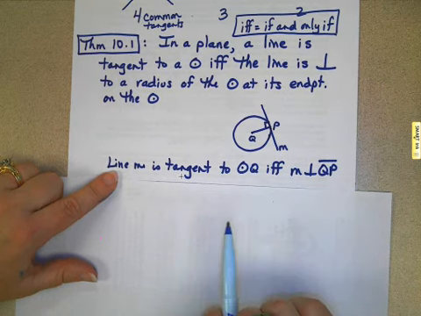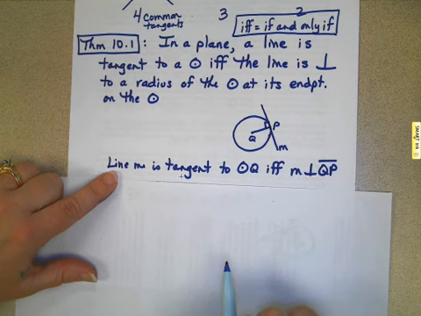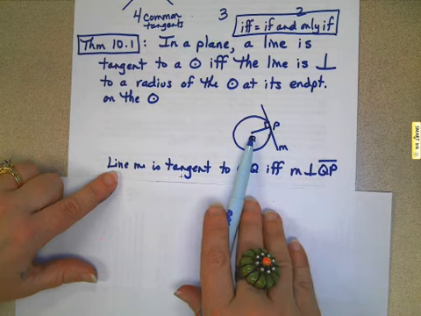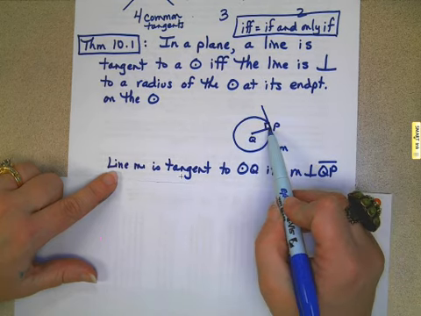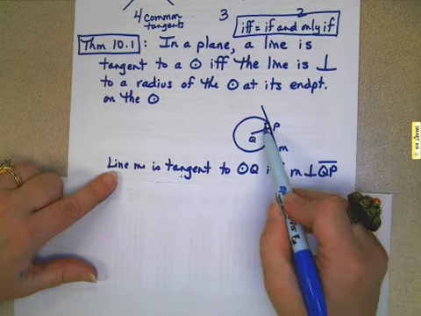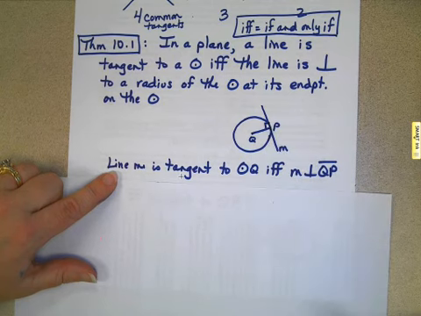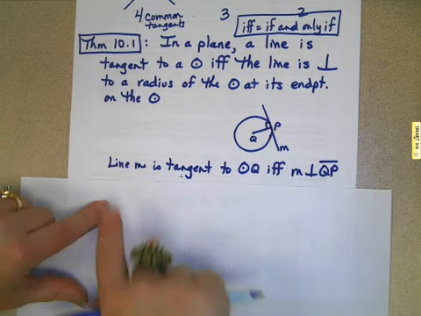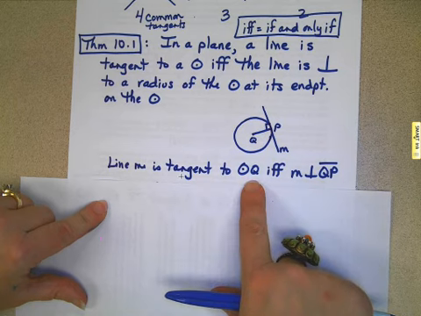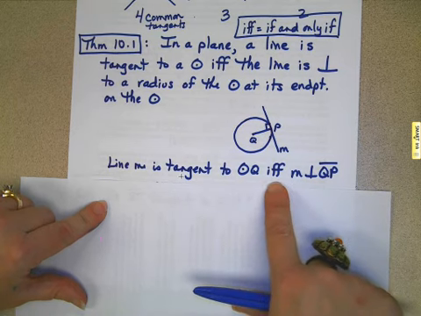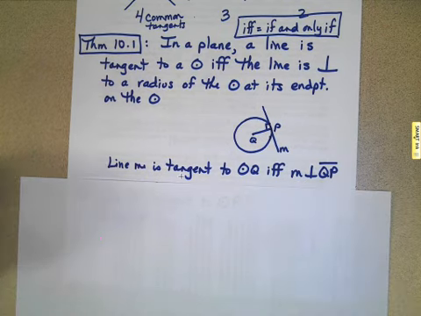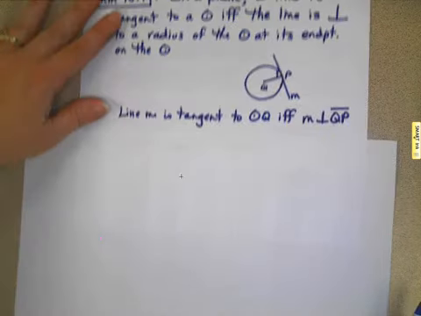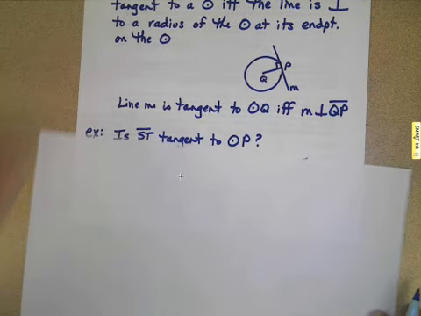You can assume a chord. You can assume a diameter. And if it appears to be going through the center, you can assume that it is. So if I'm given a right angle here, and I can see that the radius is meeting this line at that endpoint of the radius, that could be a tangent. So line M is tangent to circle Q if and only if M is perpendicular to segment QP. And that's pretty powerful information that you can use in both proofs and algebraic problems.